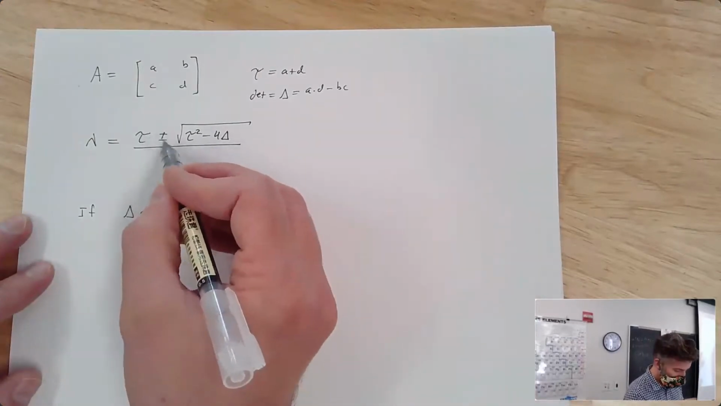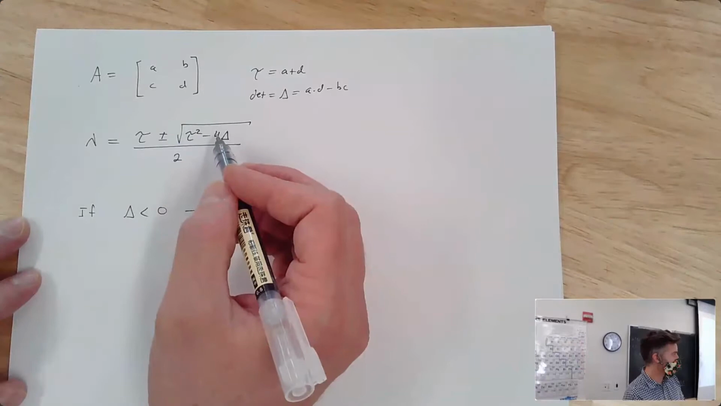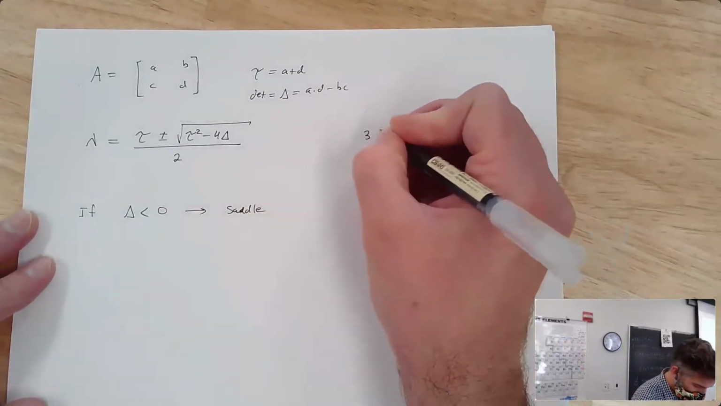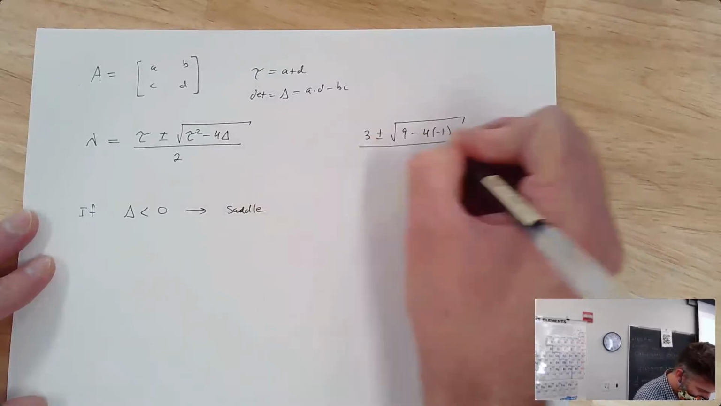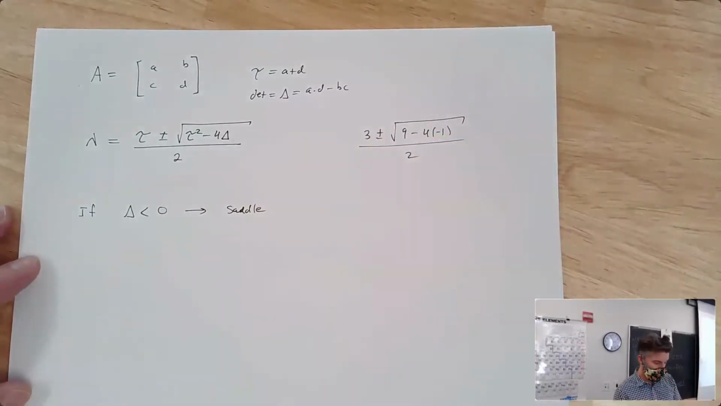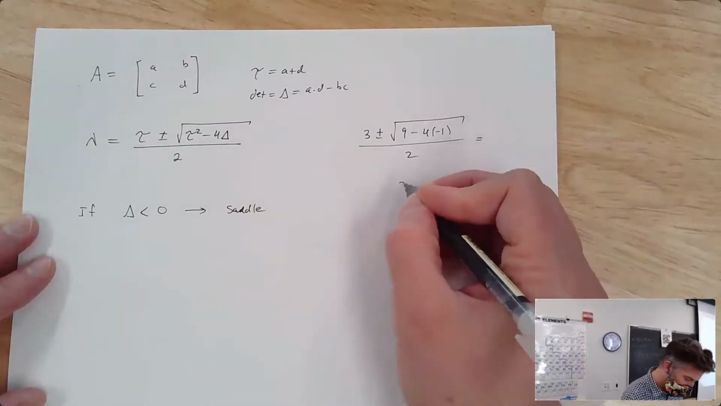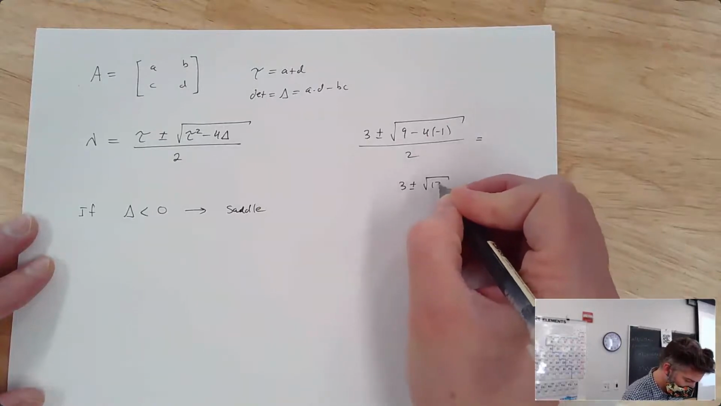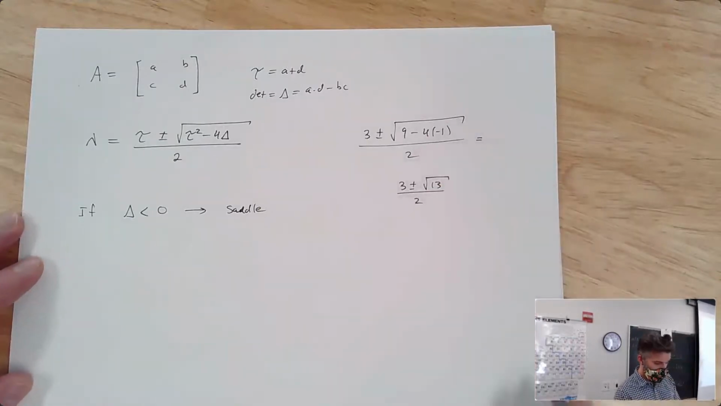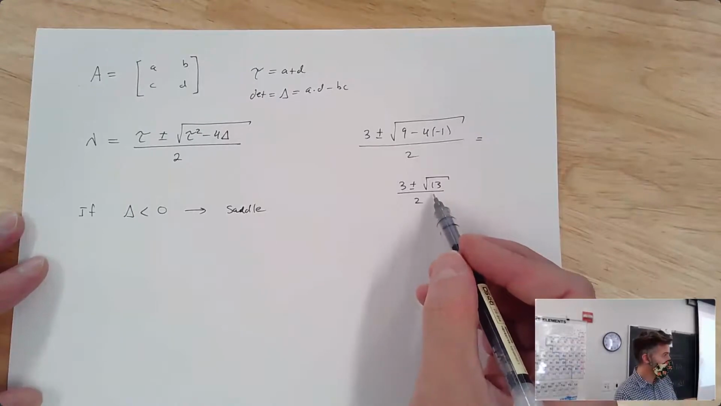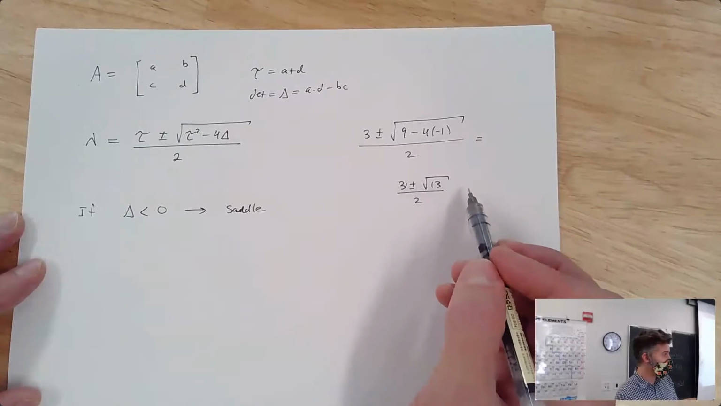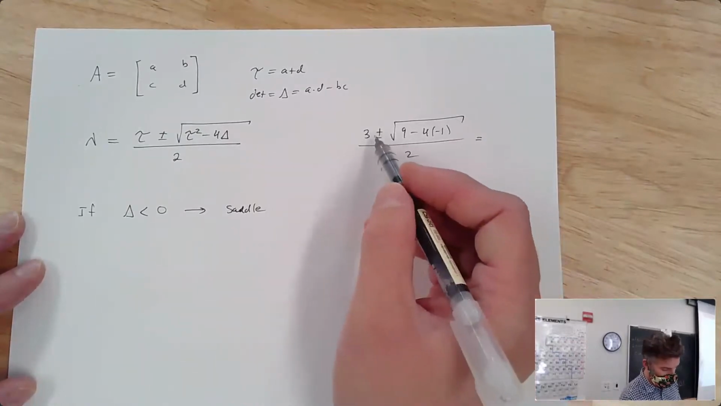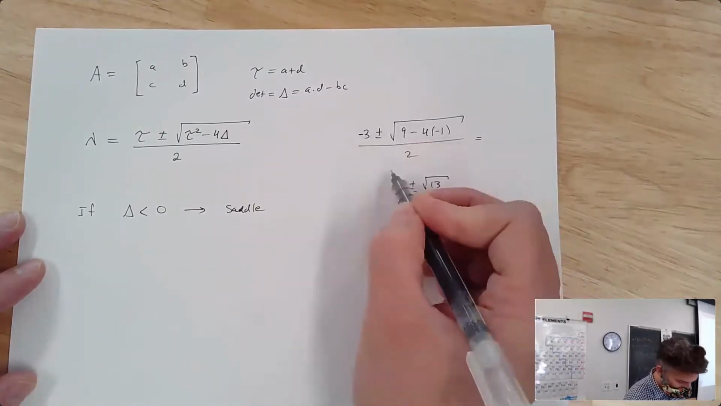Because this plus or minus that is always going to be larger. For example, if my numbers were 3 plus or minus the square root of 9 minus 4 times negative 1, let's just pretend my trace was 3 and my determinant was negative 1. We'll take a look at that. 3 plus or minus the square root of 13. The square root of 13 is bigger than 3. So when I add it, it gets more positive. When I subtract it, it gets negative enough that it's negative. And it wouldn't have mattered if my trace was positive 3 or negative 3.